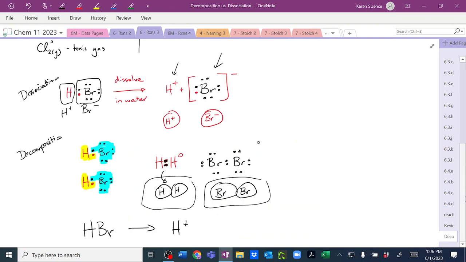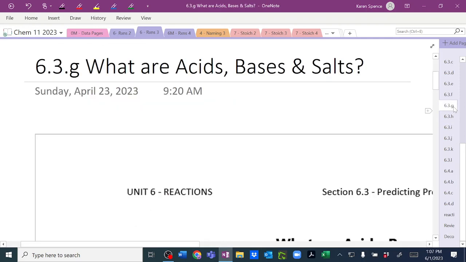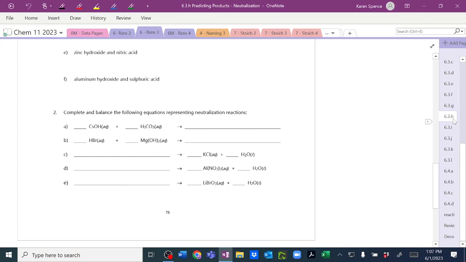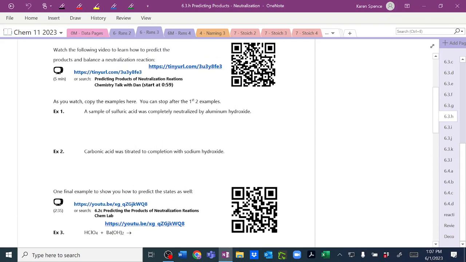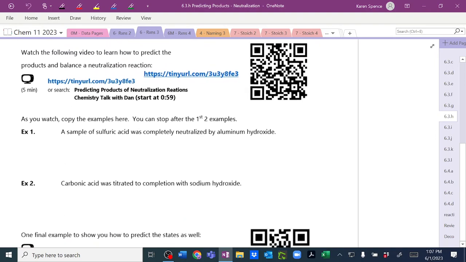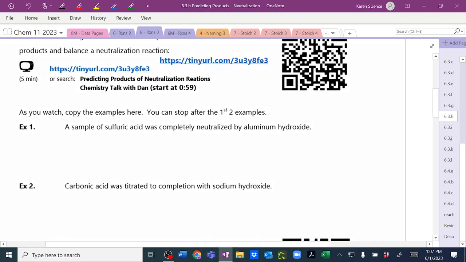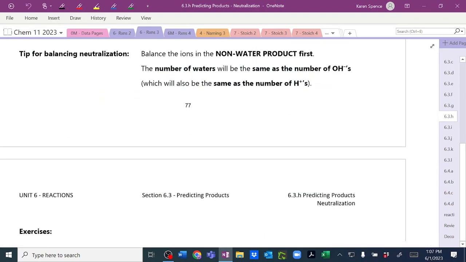Now, we're actually going to move on. I'll give you some time to work on that a little bit more later, and we're going to go to 6.3H. Okay. And we're going to look at predicting the products of neutralization. So this is page 77.